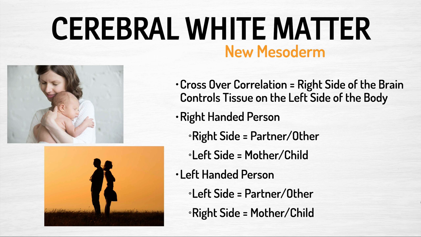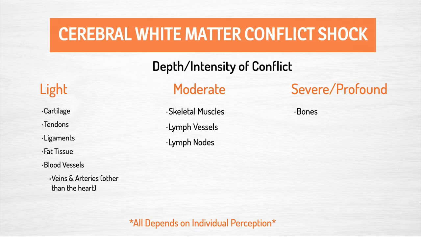Because we want to know, why does pain, why does discomfort, why do symptoms show up at a certain region? And like I said, all the symptoms that you have tell a very specific story. And so we need to know this crossover correlation in order to gain more information about what's happening at the tissue level. Another thing we want to look at is the depth and intensity of the conflict.